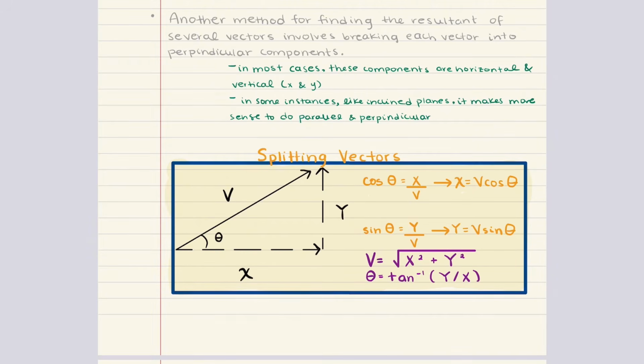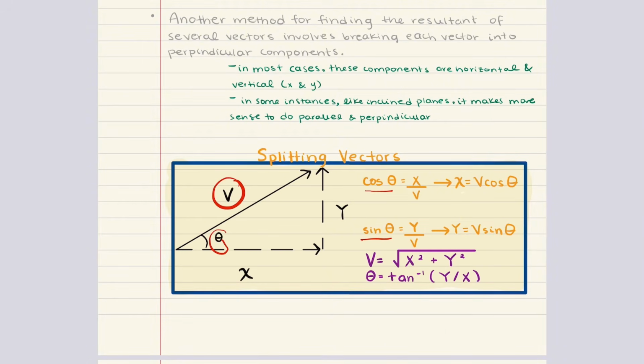So keeping this in mind, given any vector, let's say vector v, we can find the x and y components by drawing a right triangle with v as the hypotenuse. Then if theta is the angle between v and say the x component, then we can write that cosine theta is equal to x over v. And similarly, sine theta is going to be equal to y over v. We can rearrange these expressions to solve for x and y respectively. So x is equal to v cosine theta and y is equal to v sine theta.